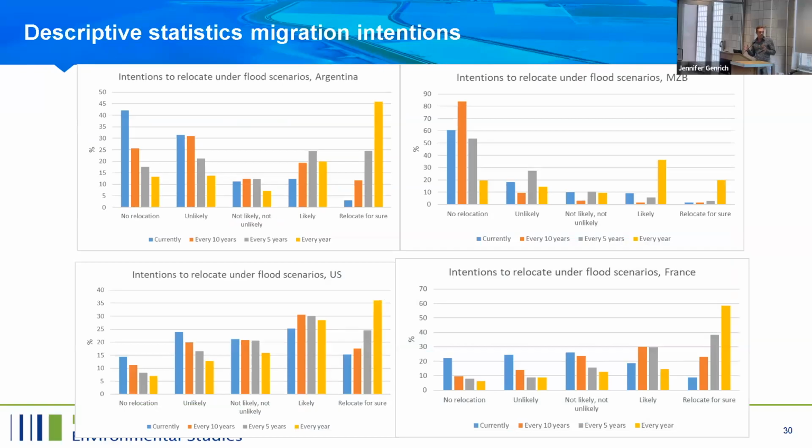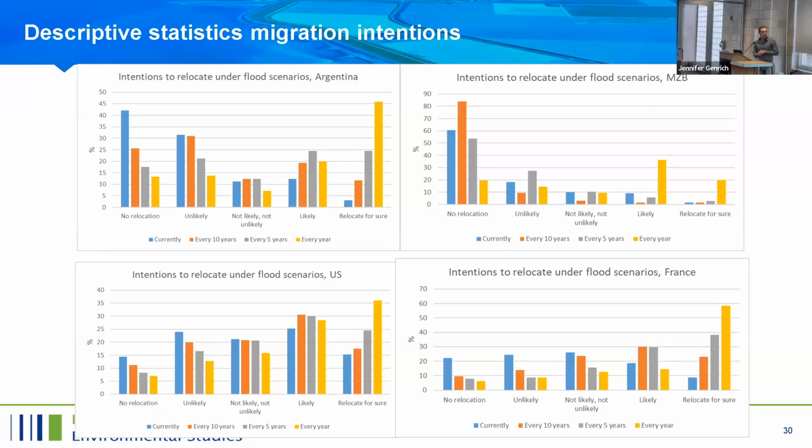So for the 4 countries, I only show this slide, also because I do not have that much time. And what it shows is migration intentions under different flood scenarios that we posed to respondents. So we had 4 flood scenarios. The first was the current scenario: how likely or to what extent do you intend to migrate in the coming 5 years. But we also asked it on the scenarios where major flooding would occur every 10 years, every 5 years, or every year.